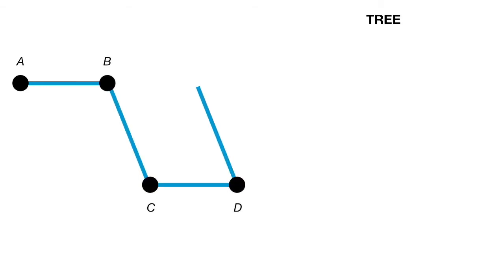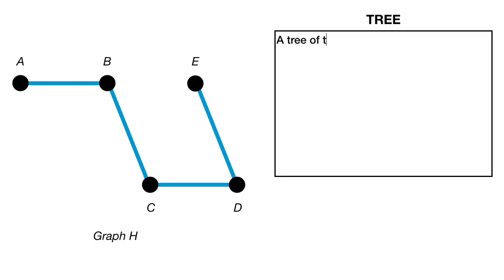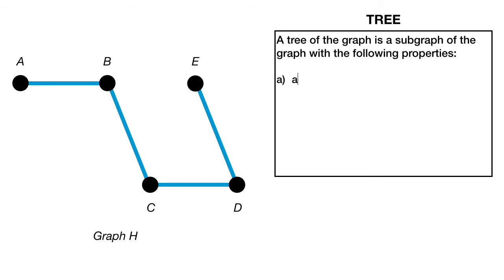Last but not least, is a tree. No, not the trees from the jungle or the forest. Let's say we have this graph right here, graph H. So basically, a tree of the graph is a subgraph of the graph with the following properties.